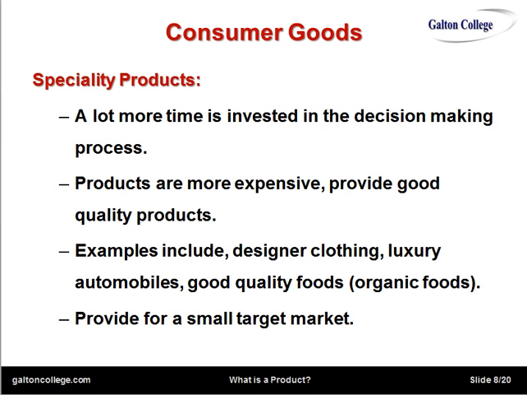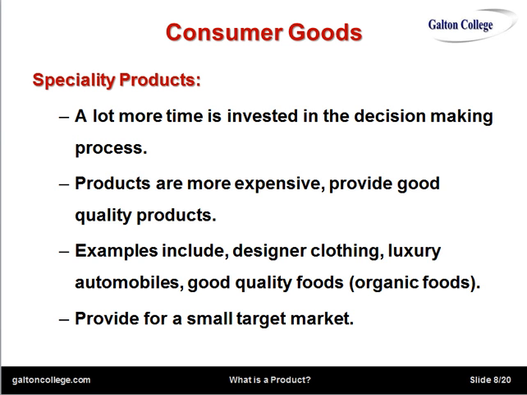There are also specialty products. A lot more time is invested in the decision-making process here. The products are much more expensive and provide good quality products. Examples could include designer clothing, luxury cars, good quality food, not just organic but perhaps exotic food. And generally speaking, they're aimed at a small target market. People who can afford these luxury items, or people with particular backgrounds that require or desire these items.